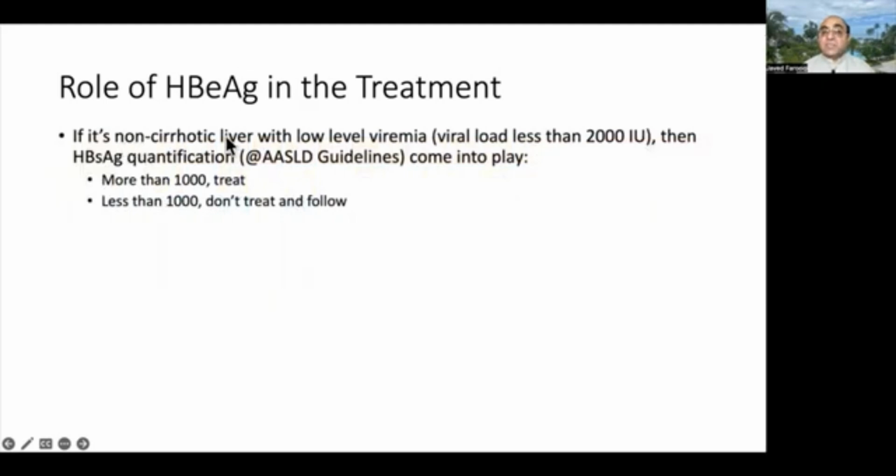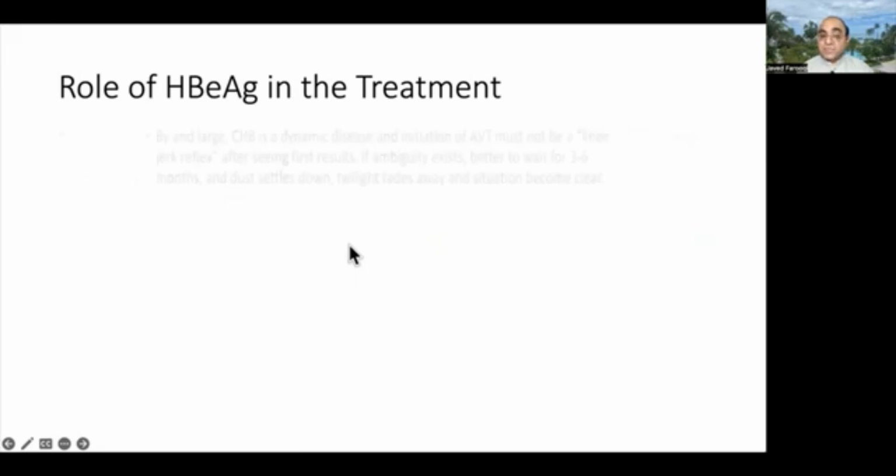If it is a non-cirrhotic liver with low level viremia, meaning viral load less than 2000, then HBs antigen quantification comes into play. When it is more than 1000, treat; less than 1000, do not treat, and follow up these patients.